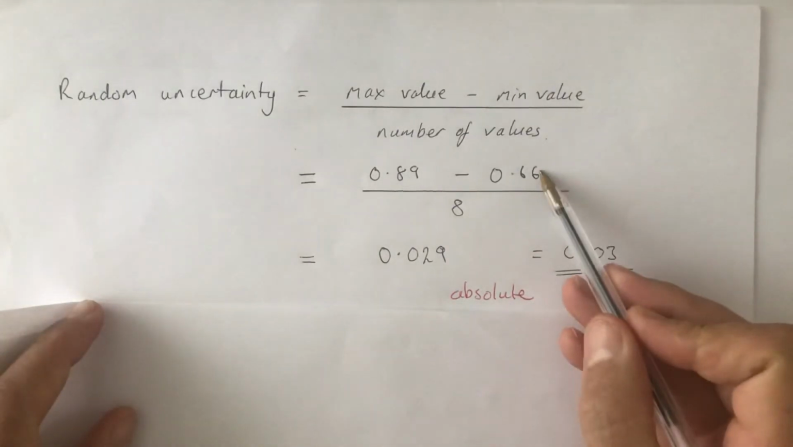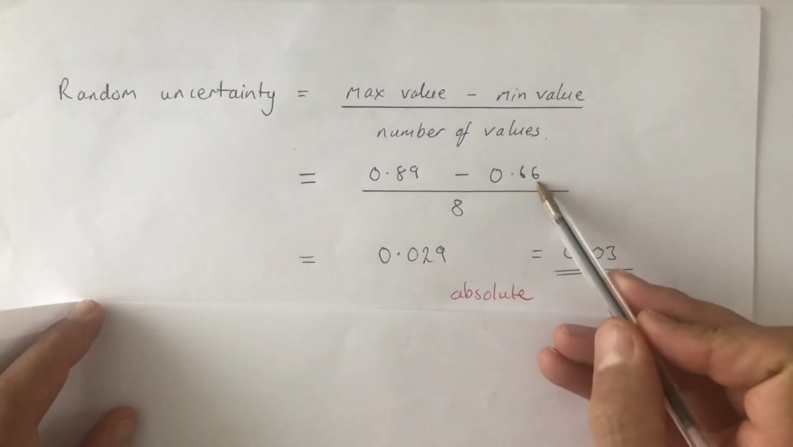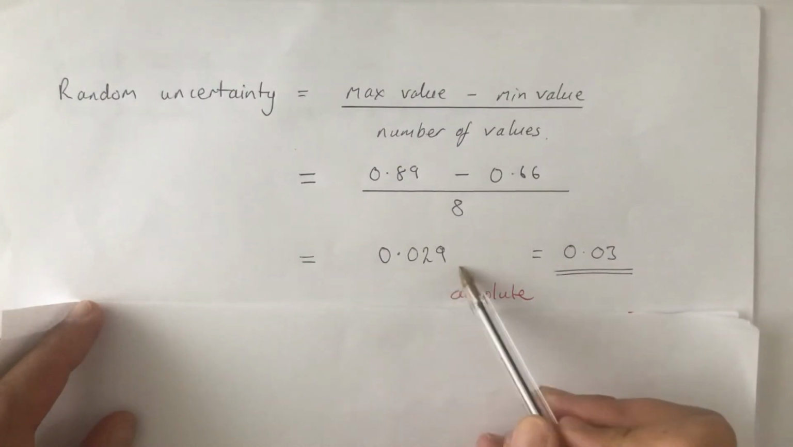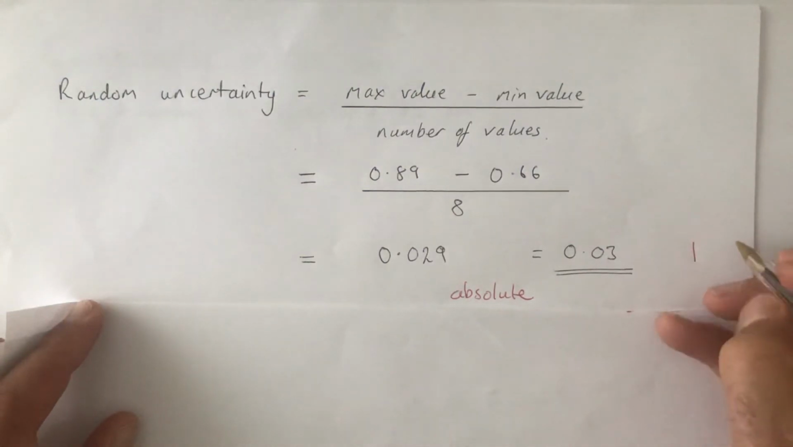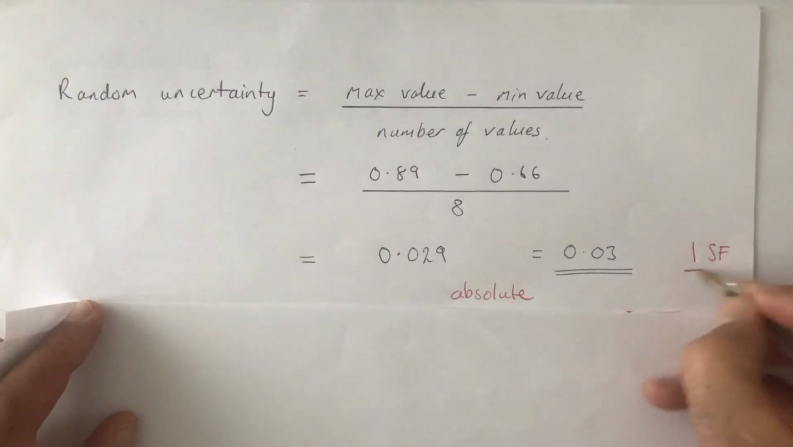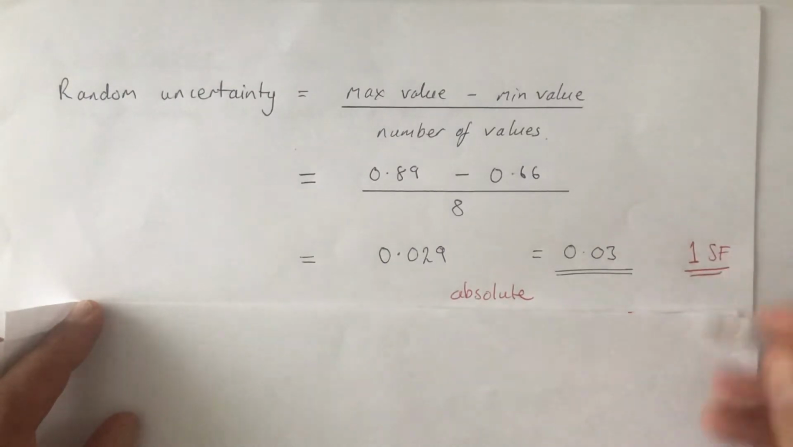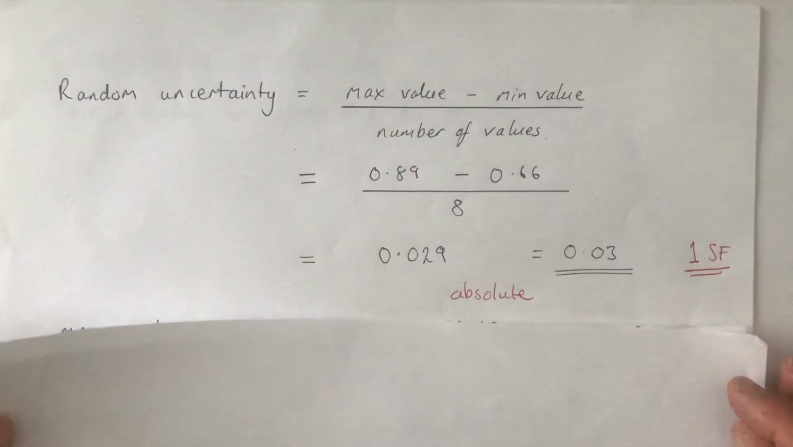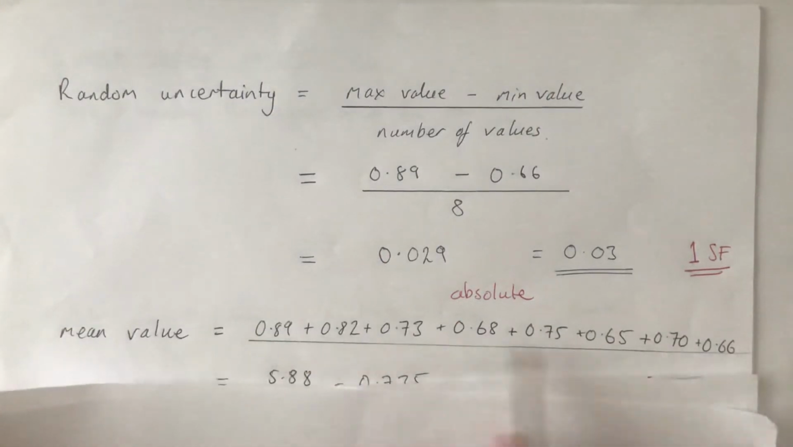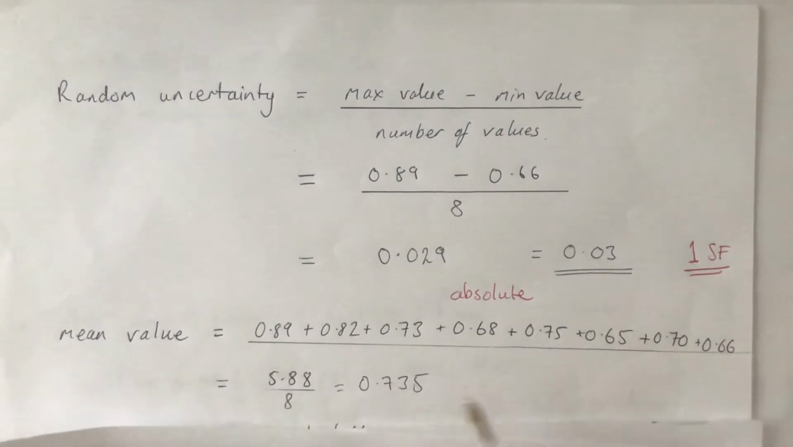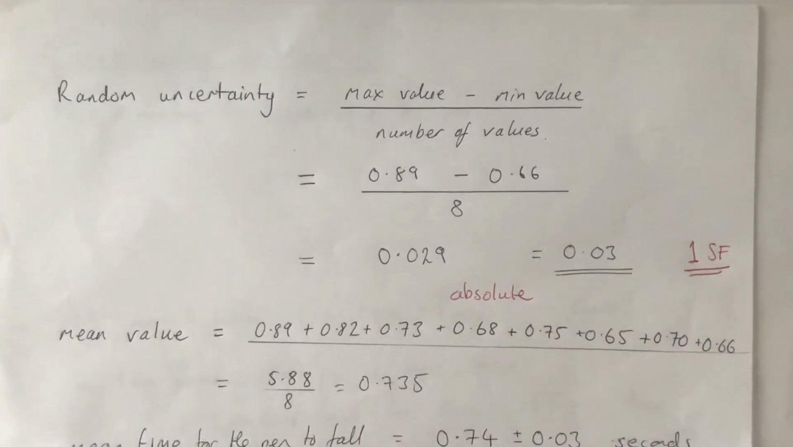Now, if I've calculated that, and let's just assume it's correct, even though I might have taken that wrong value, then we normally express it as one significant figure. It's very rarely that I say to you, just do it to one significant figure, but this is given to one significant figure. And having done that, I will then go on and do the mean. So I've added up my numbers, and I've got my mean value. So I can now say the mean time for the pen lid to fall was 0.74.